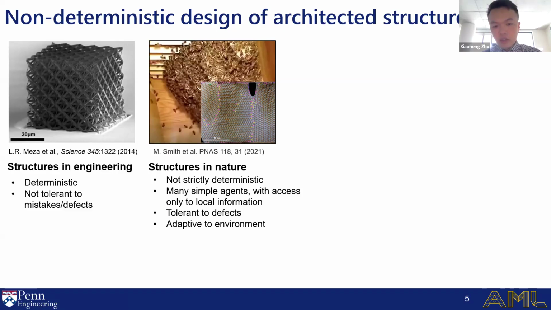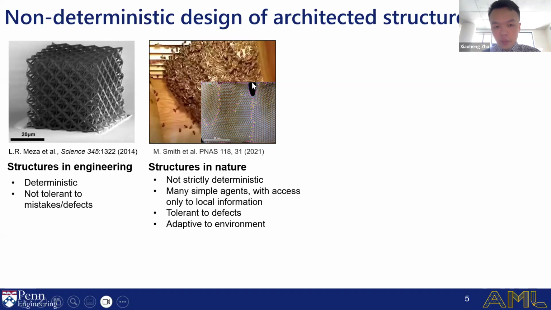For the structures in nature, they are not strictly deterministic. For example, here I show an example of the honeycomb. We know that before these bees construct the honeycomb, they normally don't have a construction map, so they don't have a design. What they are doing is that each of the agents, each of the bees, will make the construction decision on its own. Which means that agents only have local information and make the construction decisions based on the local environment.